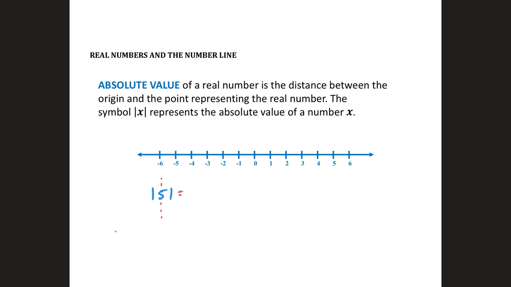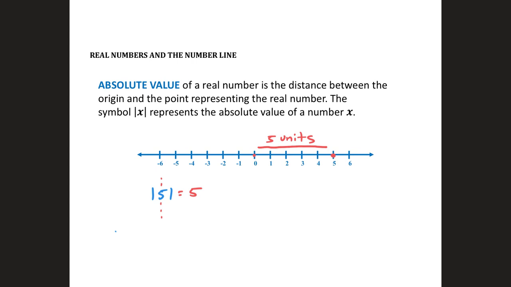So we're going to look at 5. It's right here, located here, and here's 0. And so 5 is 5 units away from 0. So the answer here would be 5. The absolute value of 5 is 5.